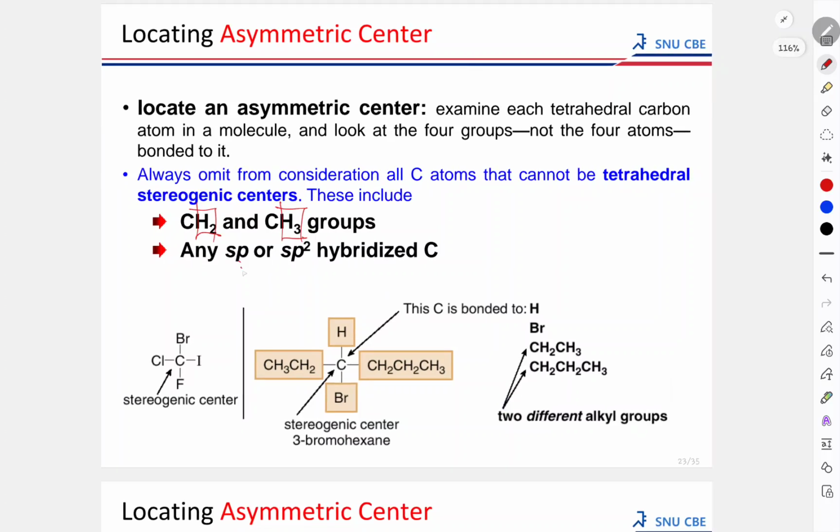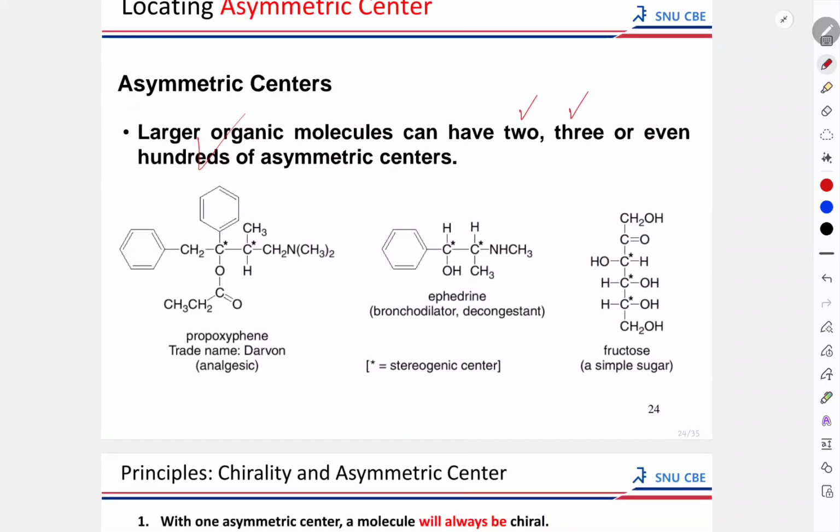So this is an example. We'll define stereogenic versus asymmetric center in a few slides. For now, you can think of this asymmetric center as identical to the stereogenic center. This has 4 different groups, of course. So the central carbon is asymmetric. In this case, you can take an example here. Also, larger organic molecules can have 2 or 3 or even hundreds of asymmetric centers. In this case, right, you have 1, 2 asymmetric centers. This one also has 2, right?